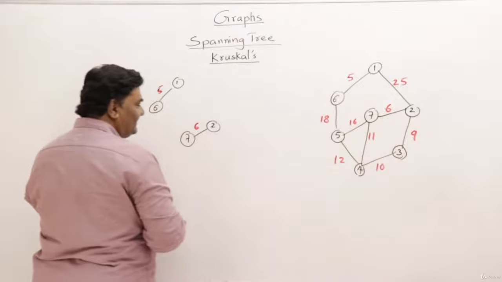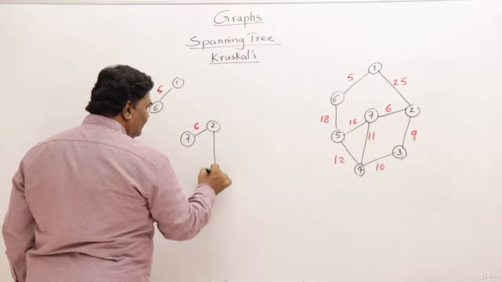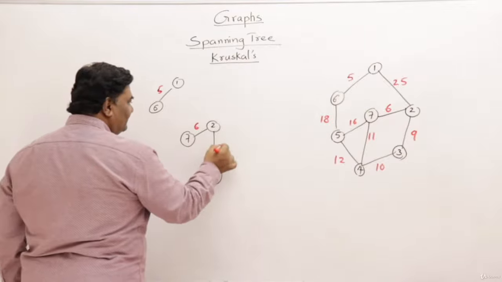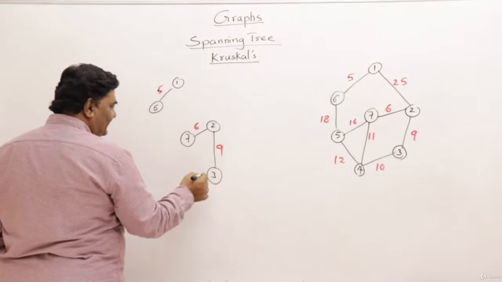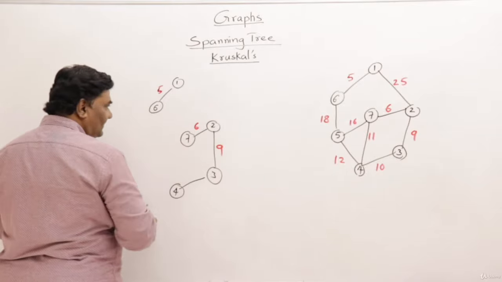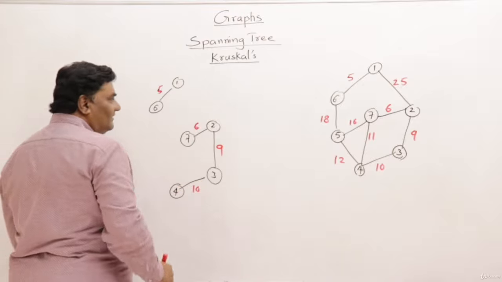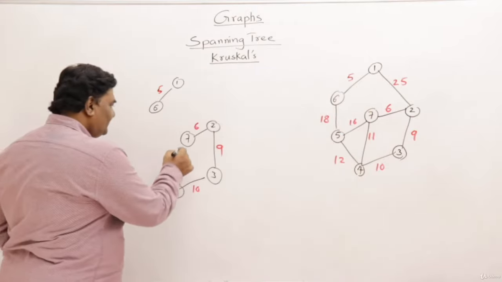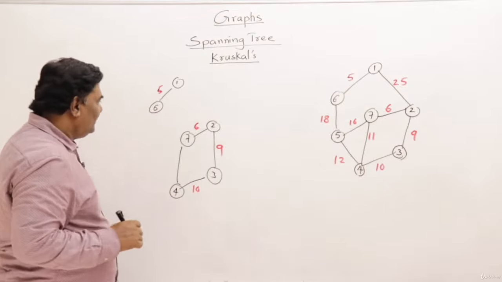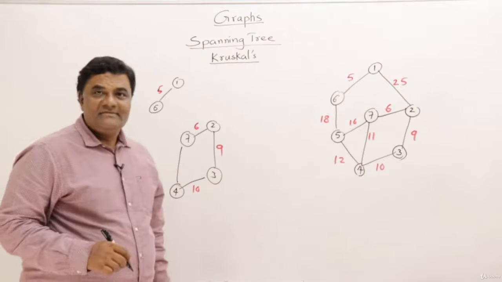The next minimum is 9, that is 2 to 3. So 2 to 3, this is 9. Next minimum is 10, that is 3 to 4. Select 3 to 4 and this is 10. The next minimum is 4 to 7. Select that one. No, this is forming a cycle.